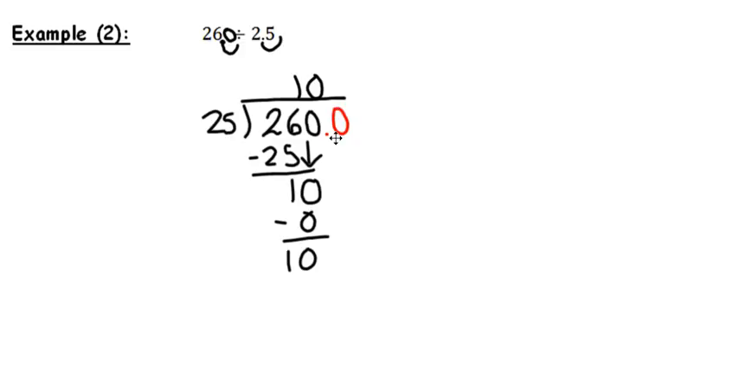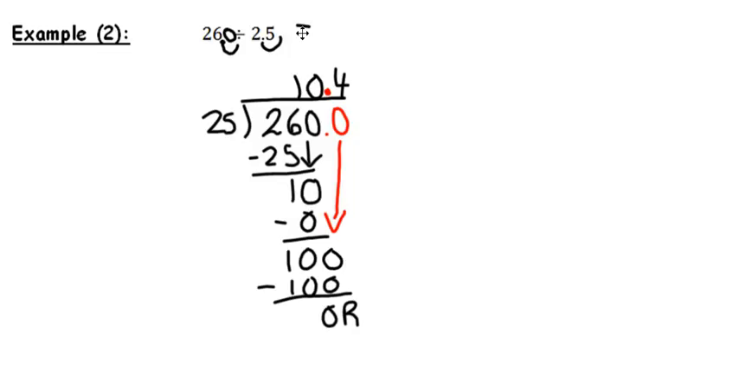When you put in the 0, you put a decimal in your quotient right above the dividend and bring down the 0. 25 fits into 100 4 times. 4 times 25 is 100. Subtract, you get 0. There is no other number to bring down. And since we have a 0 remainder, we can stop. So the answer is 10 and 4/10.